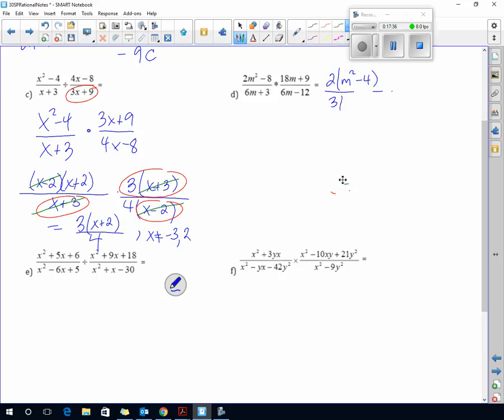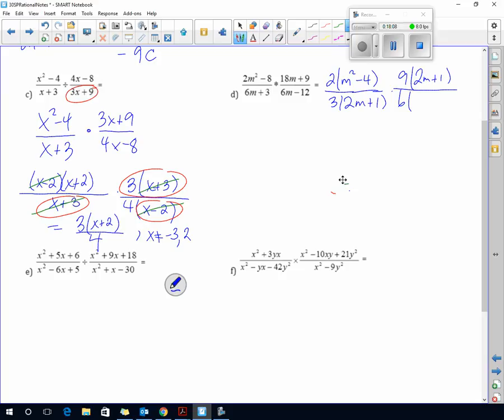A 9, and we're left with m plus 2. 2m plus 1. Very good. Over, what do we get in the bottom? We can take out a 6. Sorry, we took out a 6 and we get m minus 2. Is there any more factoring I can do?